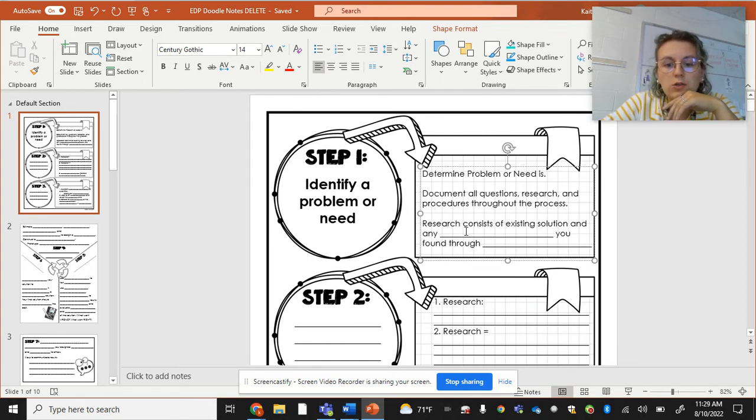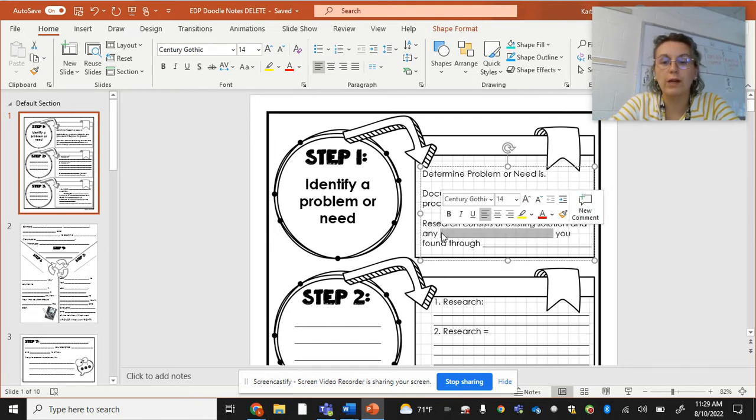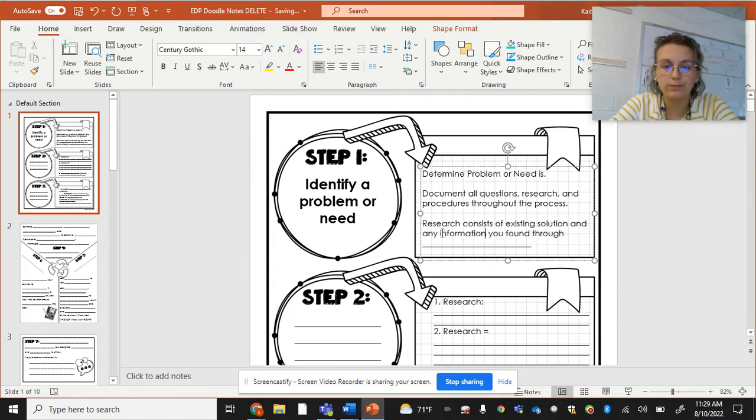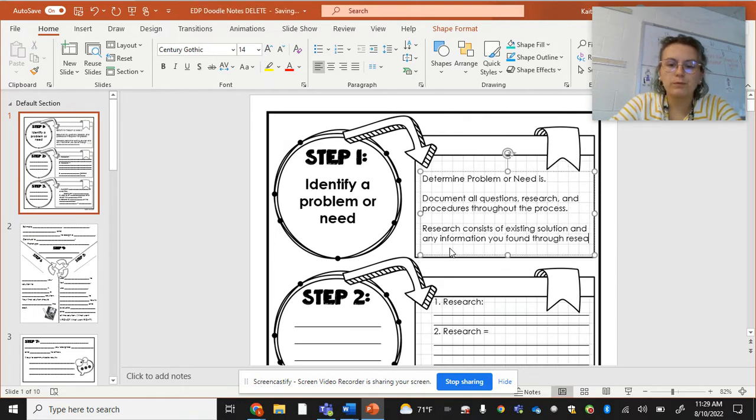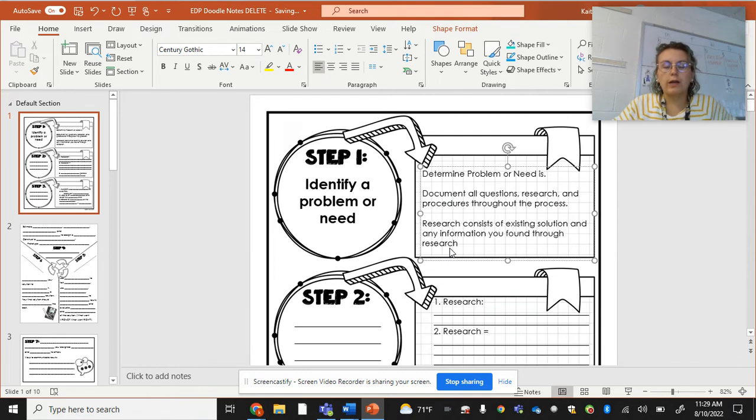Okay, and in addition to all of the existing solutions, you need to write down any information you found through research. That is the information I'm talking about: what you found when you asked your questions. Let's go back to our example of going to your parents or your guardian and asking what they were cooking. First thing you might do is ask them, what are we having? That is a form of research.